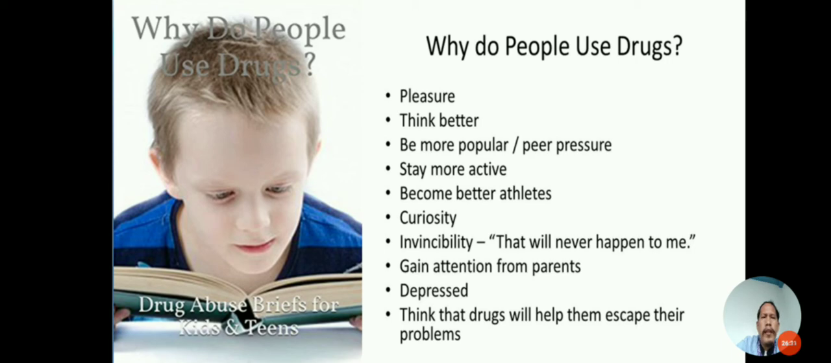We have the pleasure, think better, be more popular, peer pressure, stay more active, become better athletes, curiosity, invincibility that it will never happen to me, gain attention from parents, depression, thinking that drugs will help them escape their problems, the fear of pressure, boredom, expression of dissatisfactions, mental adventure, relaxation, keep alertness, have fun, socialization, escape reality, and so on. So that is why some people use drugs.